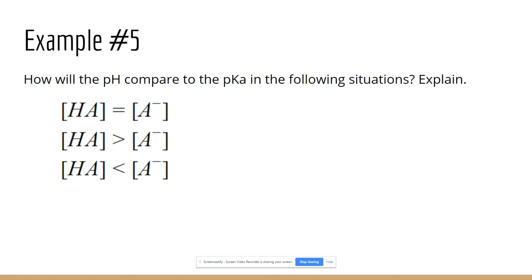For the second one, if HA is greater than A-, then the pH is going to be less than the pKa. The better way to approach this would probably be to recognize that you've got more acid than base, therefore the pH is going to go down. But mathematically, it also works out with the Henderson-Hasselbalch equation. And then for the third one, if A- is higher than HA, then the pH is going to be higher than the pKa.